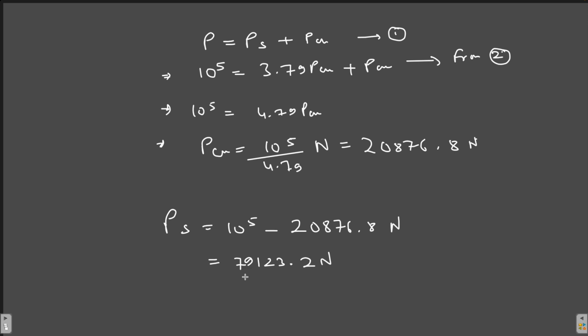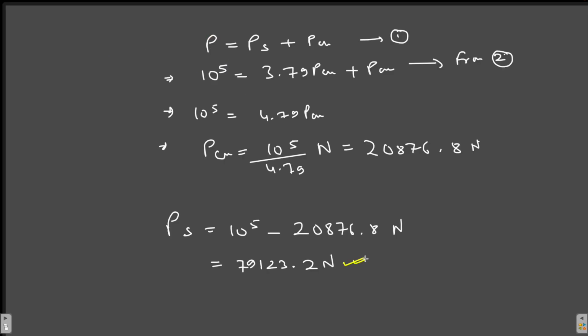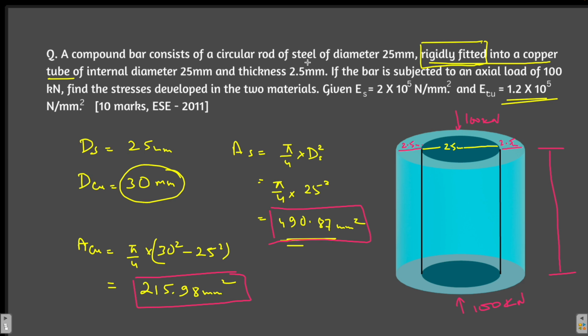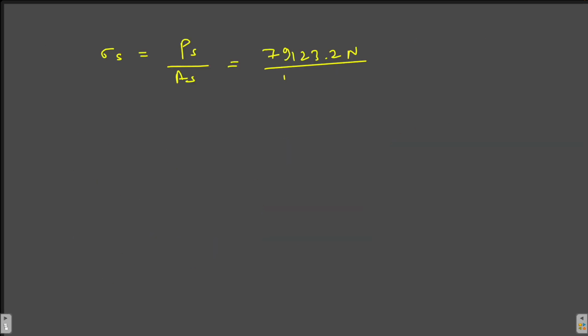Now once we know what is the load carried by the copper and the load carried by the steel, we can easily calculate what is the stresses. Very easy. How to find out? So stress in steel is force in steel by area of steel. So force in steel is 79123.2 newtons by area of steel, which is 490.87 millimeter square.